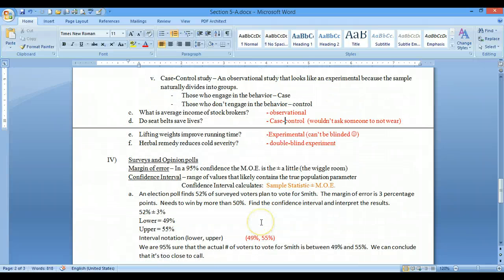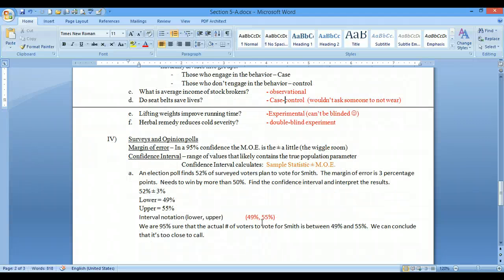Number 4, surveys and opinion polls. The first thing we need to go over is margin of error, and I always abbreviate this as MOE, M-O-E, margin of error. In a 95% confidence interval, the margin of error is that teeny bit of wiggle room to say, oh, give or take about 5 people, or give or take about 3%. A confidence interval is the range of values that most likely contain the true population parameter.